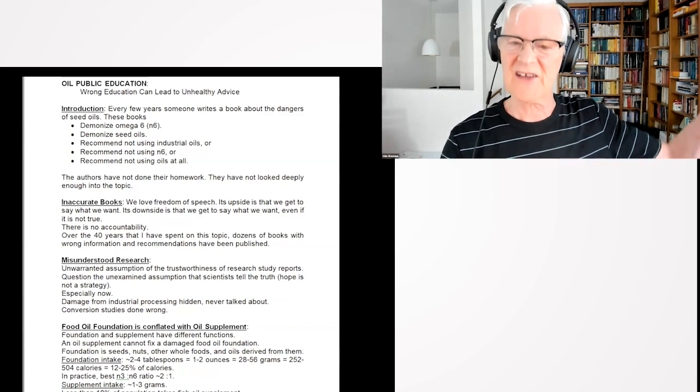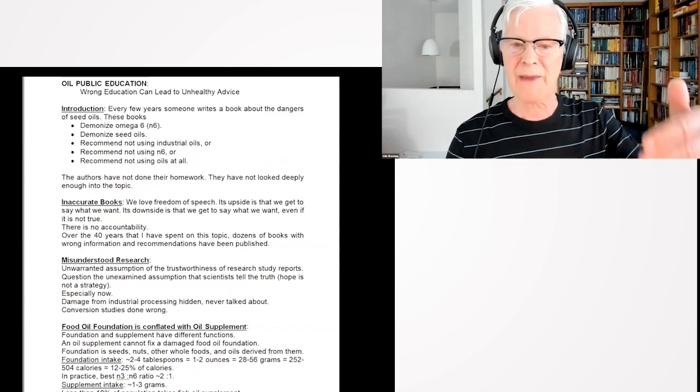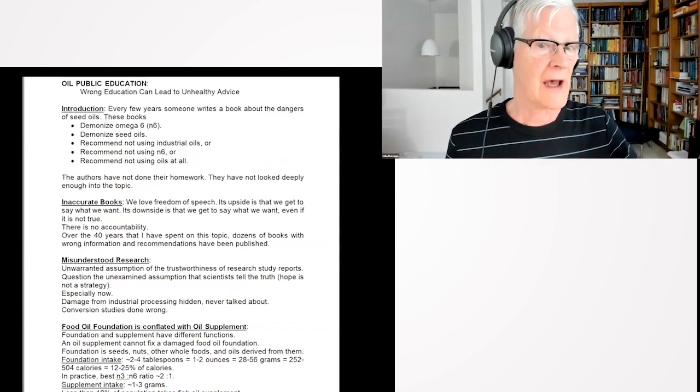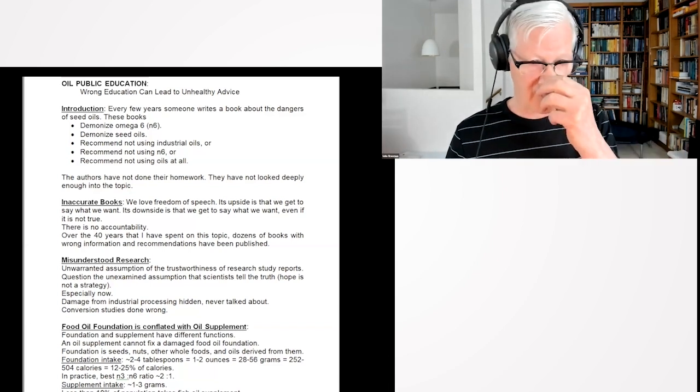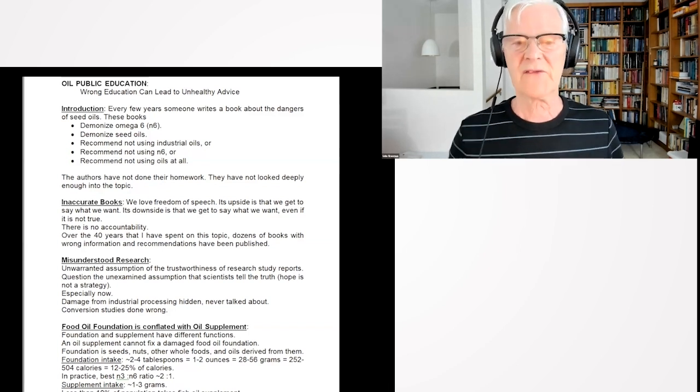They recommend not using industrial oils, which is not a bad idea. They recommend not using omega-6s, which is a bad idea, because if you got no omega-6s in your diet, you would eventually die from lack of omega-6s in your body. And then they recommend not using oils at all. And you will usually find that if you don't use any oils, your skin will get dry and your energy levels will go down. And we know this from experience over the years. And like I said, they haven't done their homework. They haven't looked deeply enough into the topic.